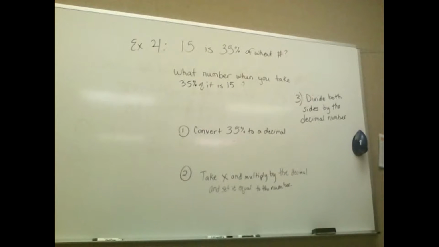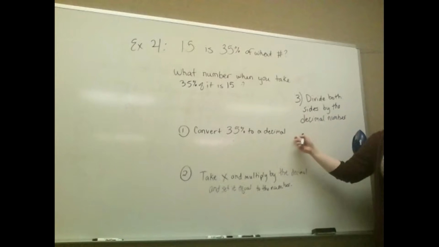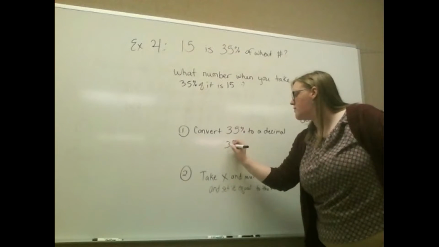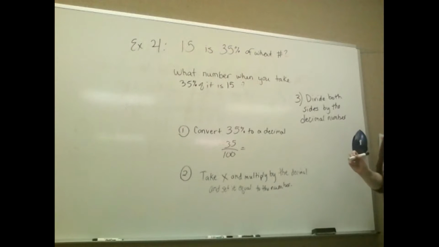All right, the first thing we want to do is convert 35% to a decimal. So Amanda, I'll start with you. I already did Chance, so I'll start with you. How do I convert 35% to a decimal? Put it over 100. Mm-hmm, yep. And if you put that in your calculator, what do you get for a decimal? 0.35. 0.35, there you go.